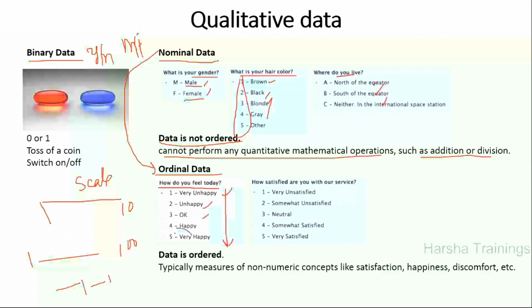If I say high, I will be very happy. Here, I have represented the scale from 1 to 5. Is it okay? Now, whenever you go to restaurants, after taking your lunch or dinner, they will give you one paper. You have to say whether you are satisfied with their services, very satisfied, or not satisfied. Here we are representing the data in the form of a scale. Typically, data is ordered. These measures are non-numeric concepts like satisfaction levels, happiness levels, discomfort levels, etc.